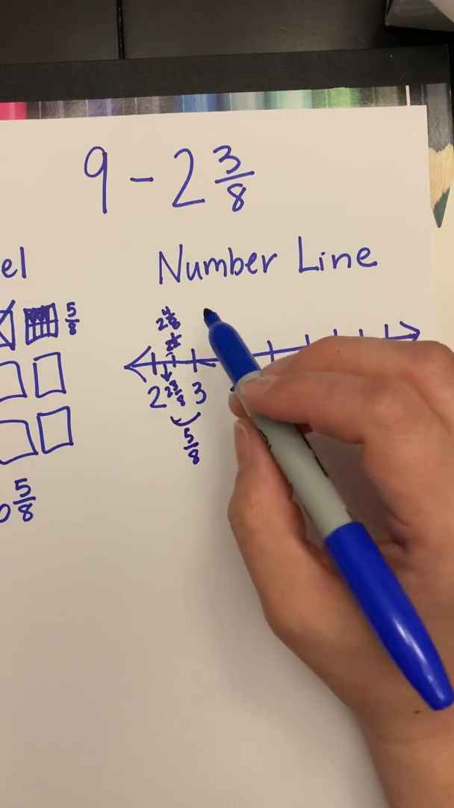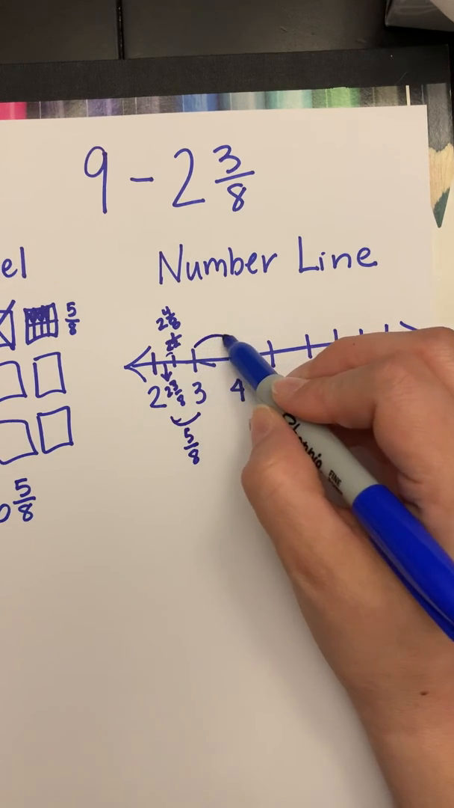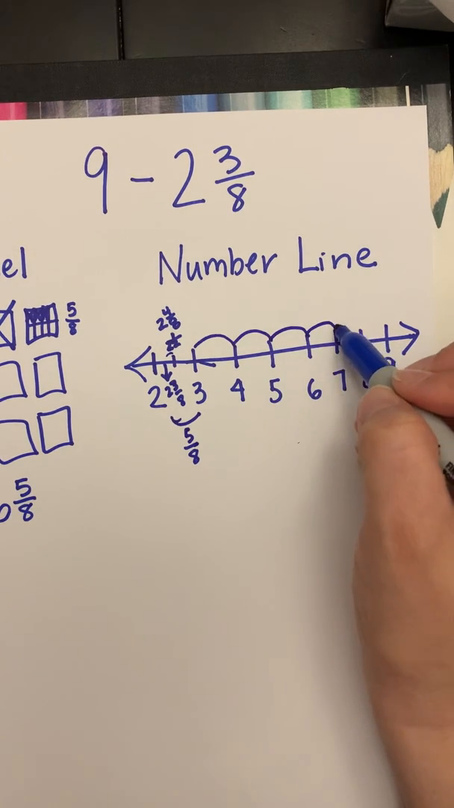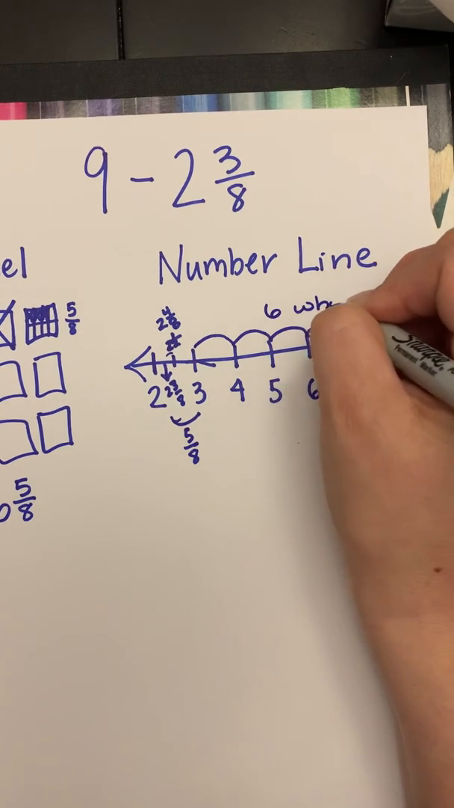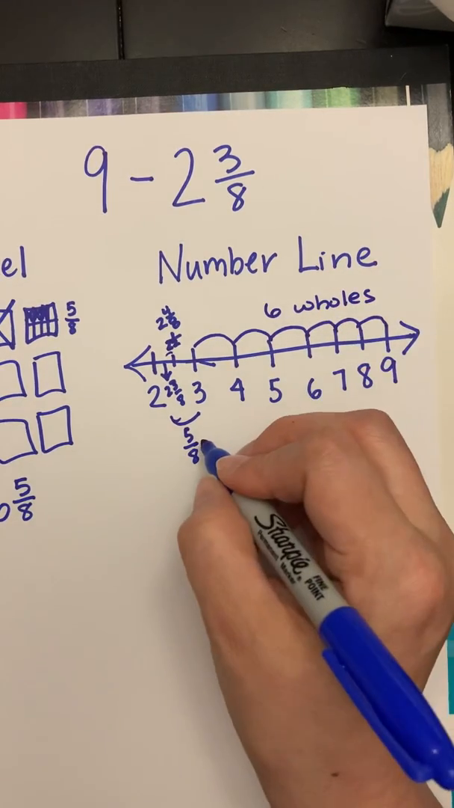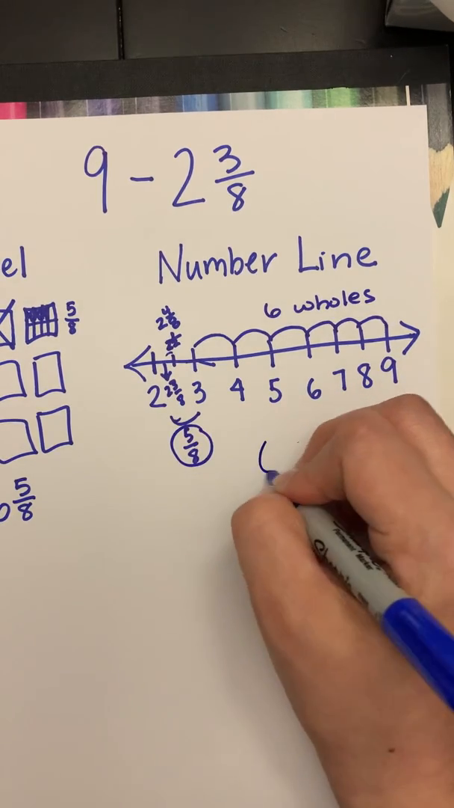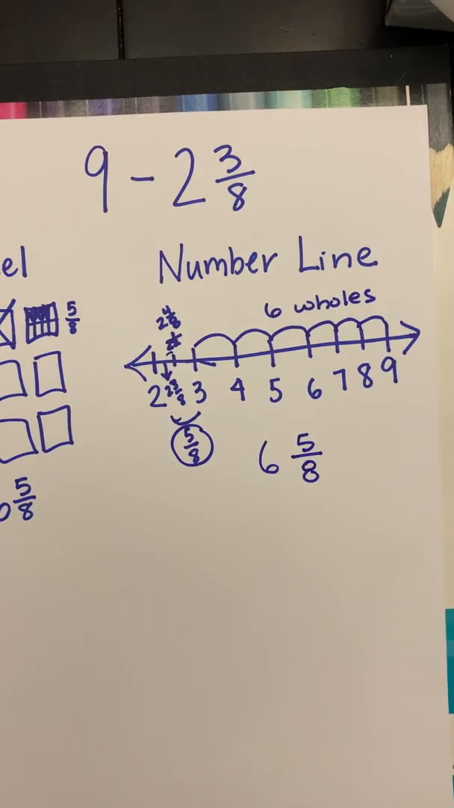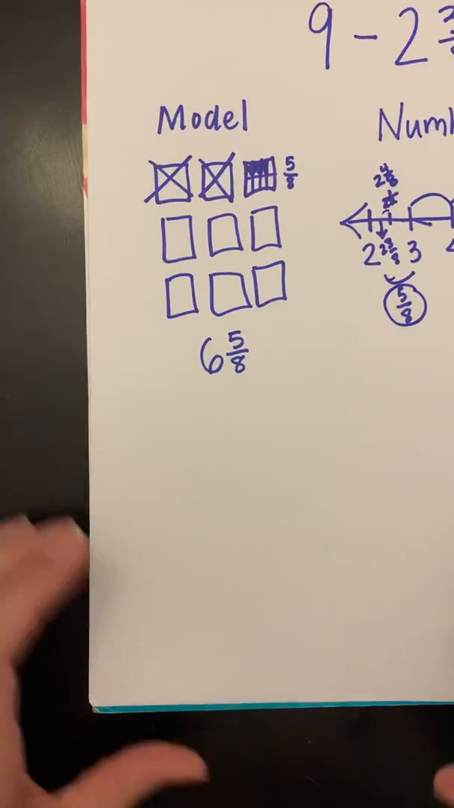And then the rest is pretty easy. I know from 2 3/8 to 3 is 5/8. So then we have 1 whole, 2 wholes, 3 wholes, 4 wholes, 5 wholes, and 6 wholes. So there are 6 wholes and 5/8 of a whole away from 2 3/8. So once again, we're showing that the answer is 6 5/8. Now there's lots of other ways we can do this. The other way that we talked about in class is we can ungroup wholes.